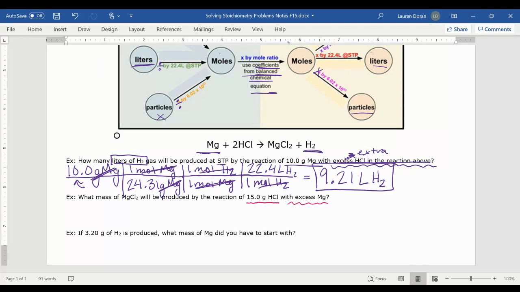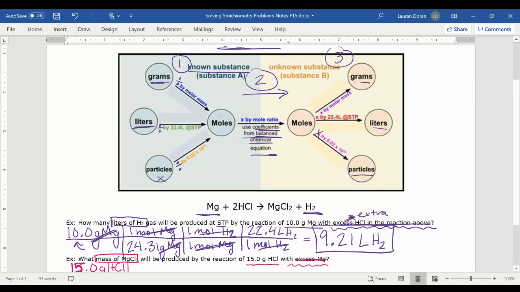So again, we see that with excess. That just means I have extra, not worried about the Mg, the magnesium in this case, just worried about the 15 grams of HCl. So that's my given. Write that out. List my given value. Okay, then we'll think about where we're going. So we are going to mass of, excuse me, not HCl, MgCl2. So step one, given to moles.